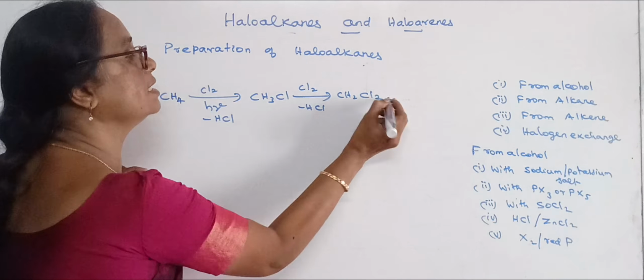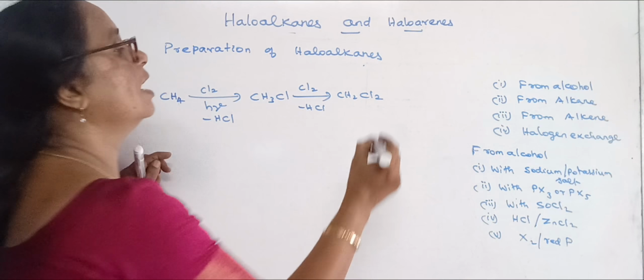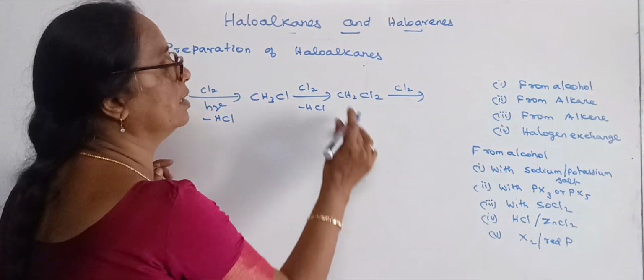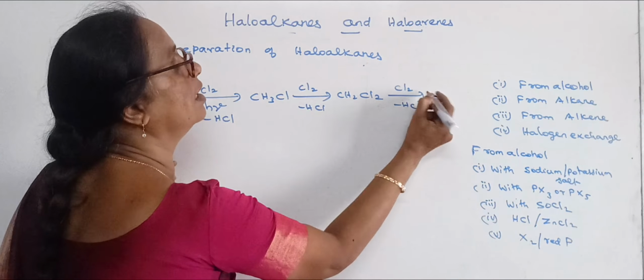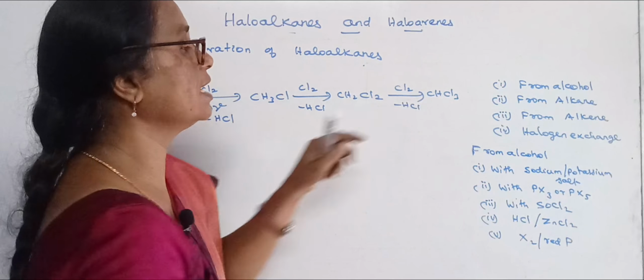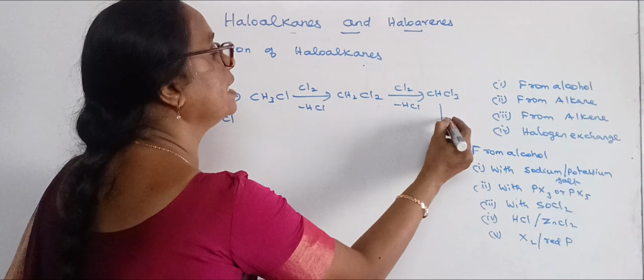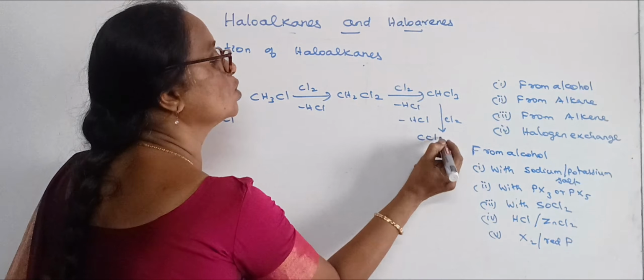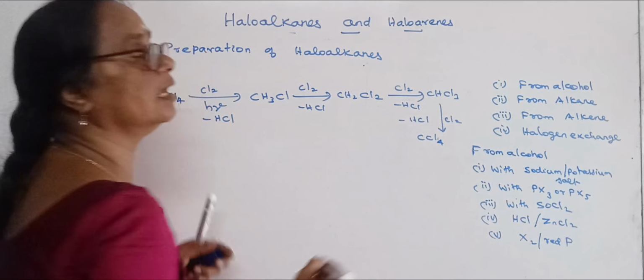So the product is CH2Cl2. And furthermore, it has 2 more hydrogen. So 1 more chlorine, that makes minus HCl with CHCl3. Finally, that compound has 1 hydrogen that is treated with another molecule of chlorine, where minus HCl. So we are getting CCl4.